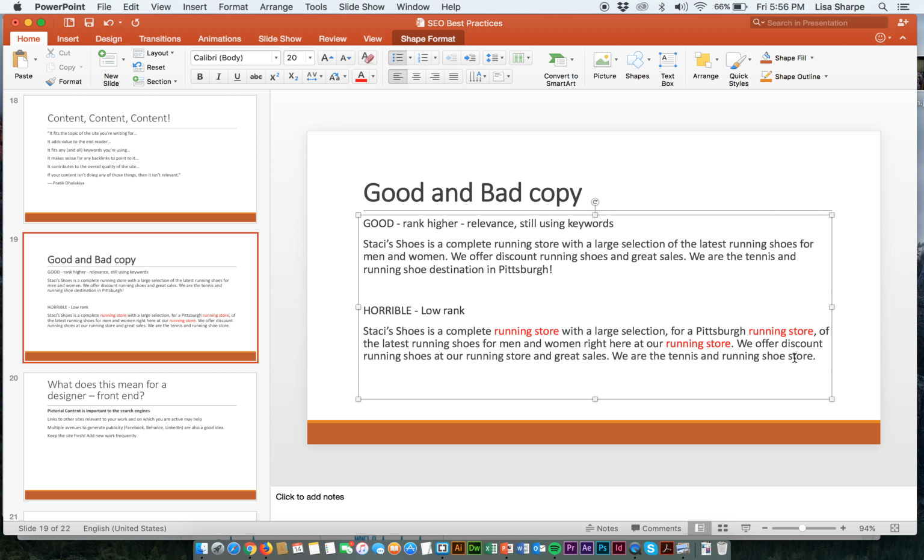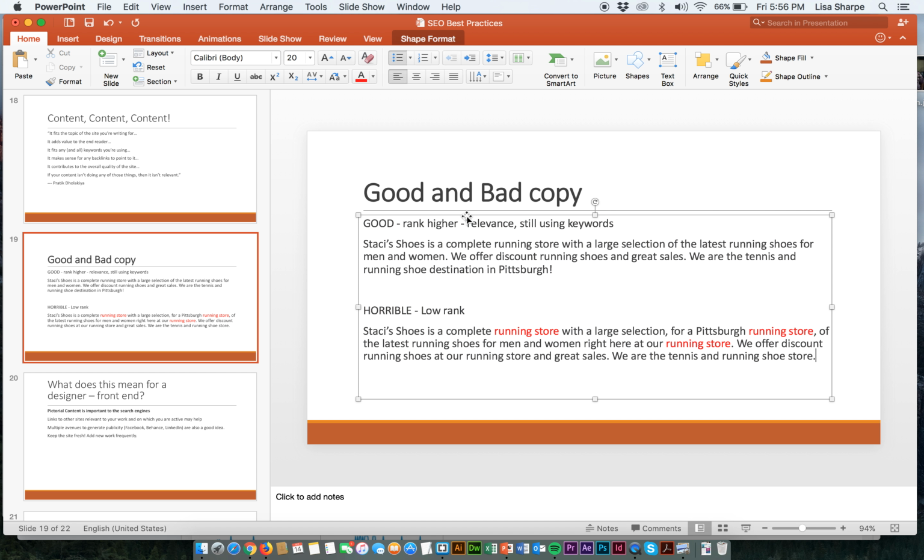Now, not only is that irritating to read, but Google is looking at the number of times that we repeat the word running store and saying, boy, either these people are just terrible writers or they're trying this outdated practice called keyword stuffing. Keyword stuffing means you use the same word over and over again.